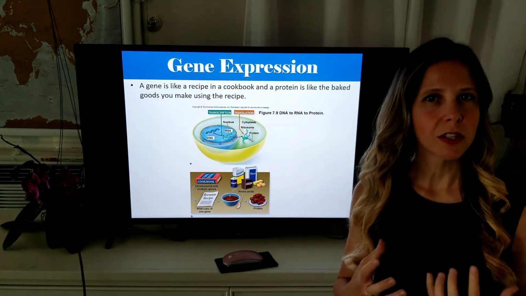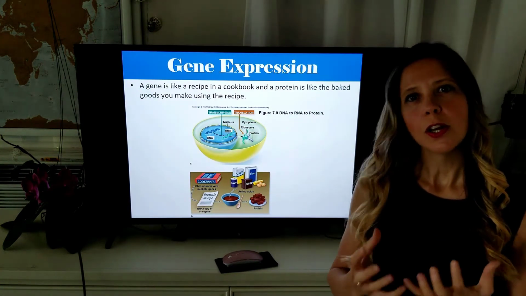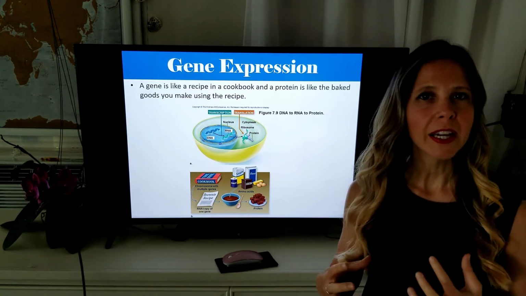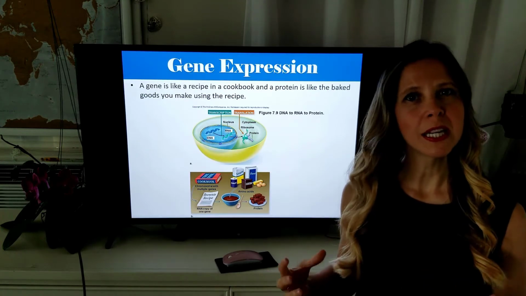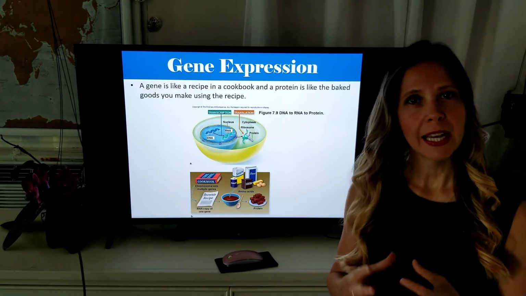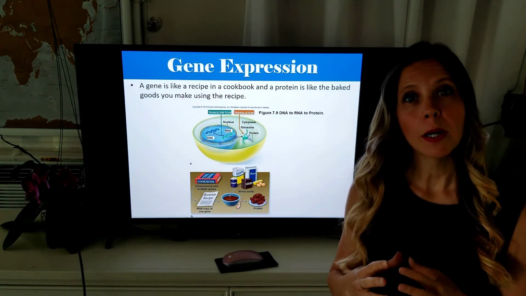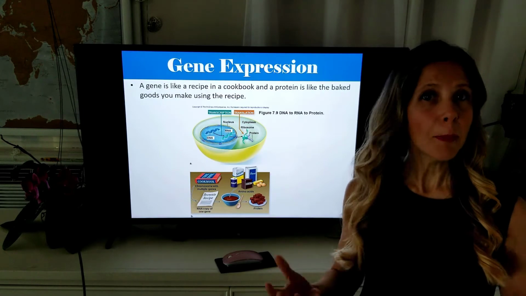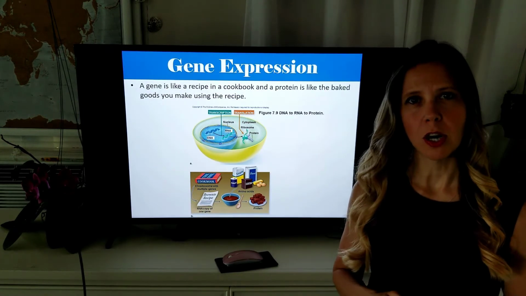So this is like transcription and translation. Your recipe book is like your DNA. You don't want to be carrying it around the cell. It's big, it's bulky, and you need to protect it. So you leave that DNA in the nucleus. But when you want to use a specific gene within that DNA, you make a copy of that gene in the form of messenger RNA.